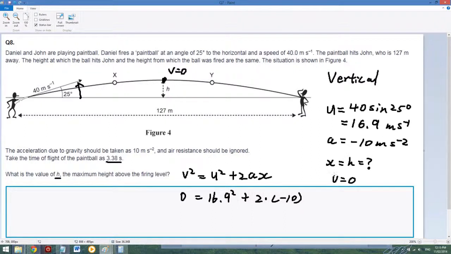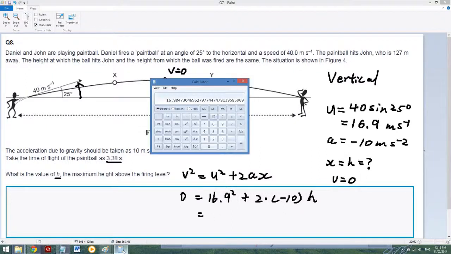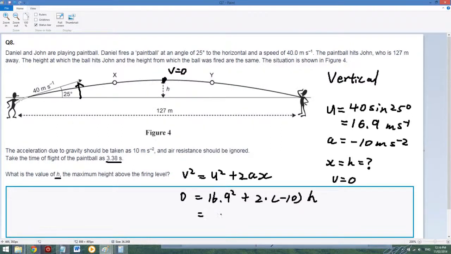Again, we have a constant acceleration, so we can use the constant acceleration formula with u, a, x, v: v squared equals u squared plus 2ax. Now v will be 0, u will be 16.9 squared plus 2 times minus 10. Oh yes, they have the time there.